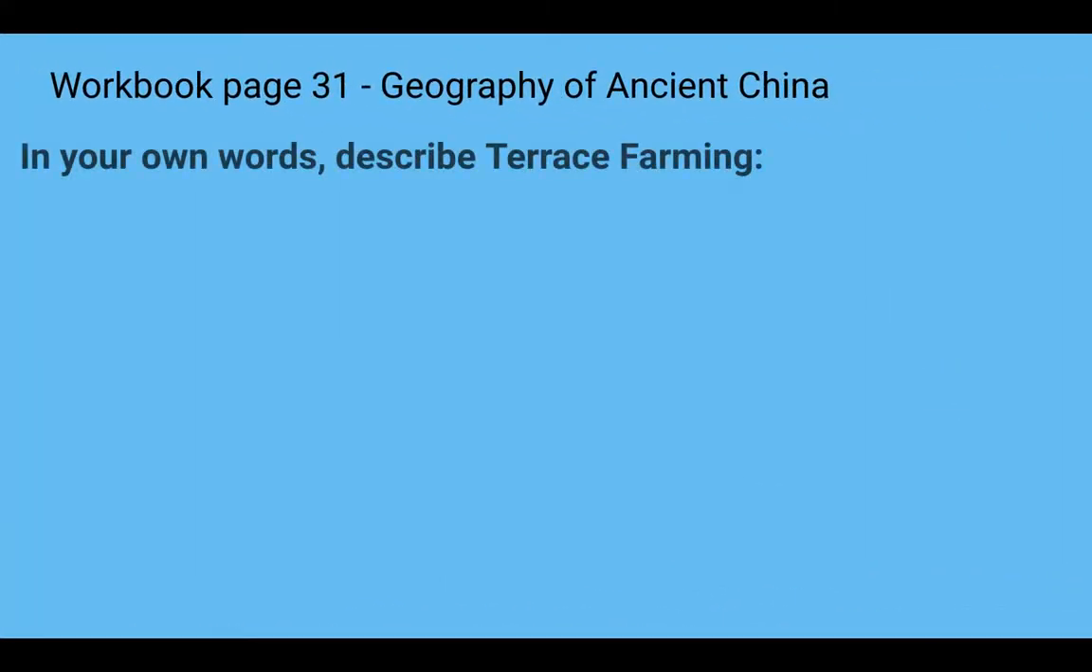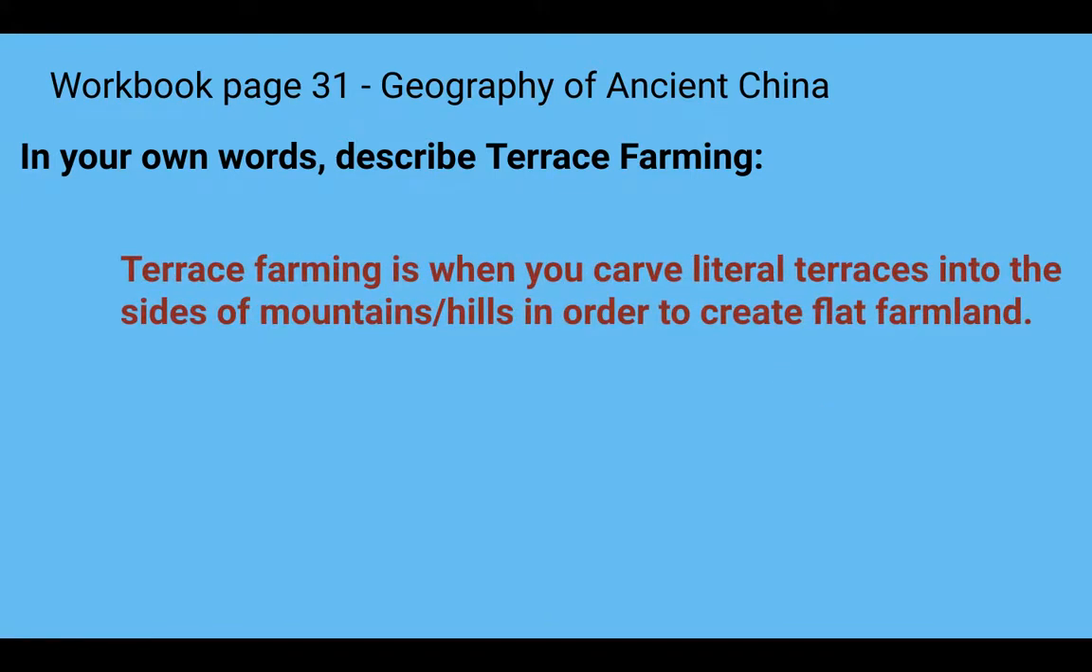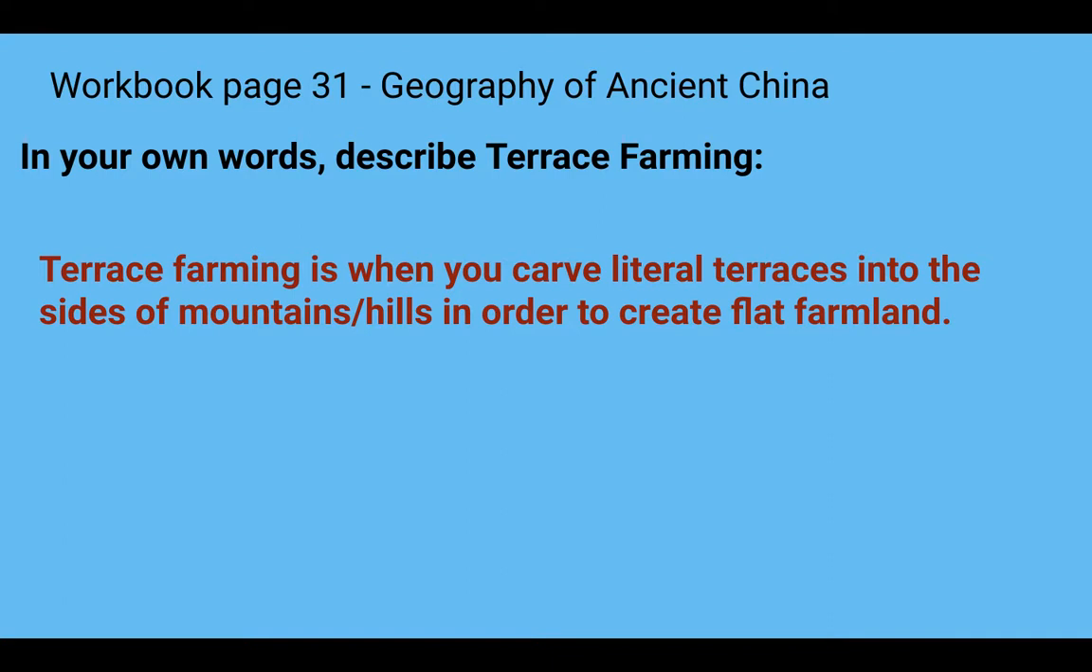Welcome back, my friends. So how did you describe terrace farming? I'll show you what I wrote. I said terrace farming is when you carve literal terraces, areas of flat land like the terrace. Sometimes you have terraces in your backyard so that you can use your backyard. So they carved these terraces into the sides of mountains and hills in order to create flat farmland that they could use to grow enough food to survive. Yay, awesome. All right, good job.